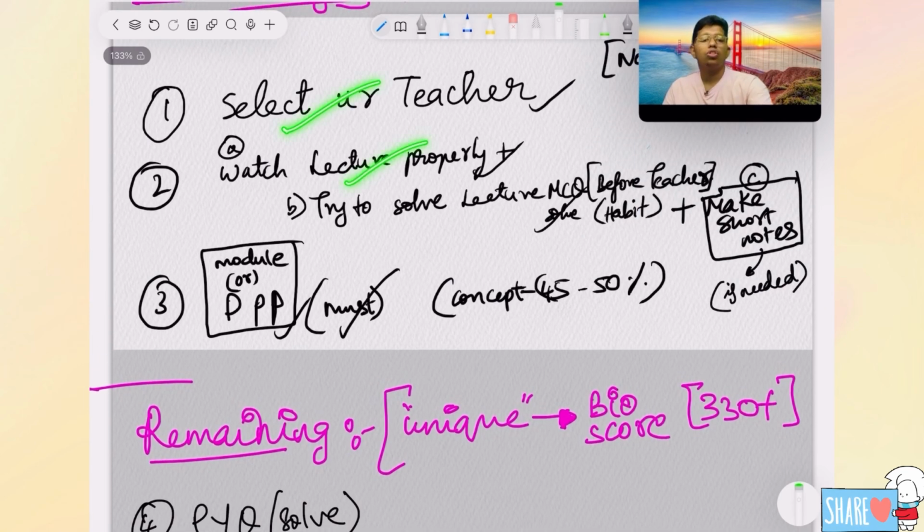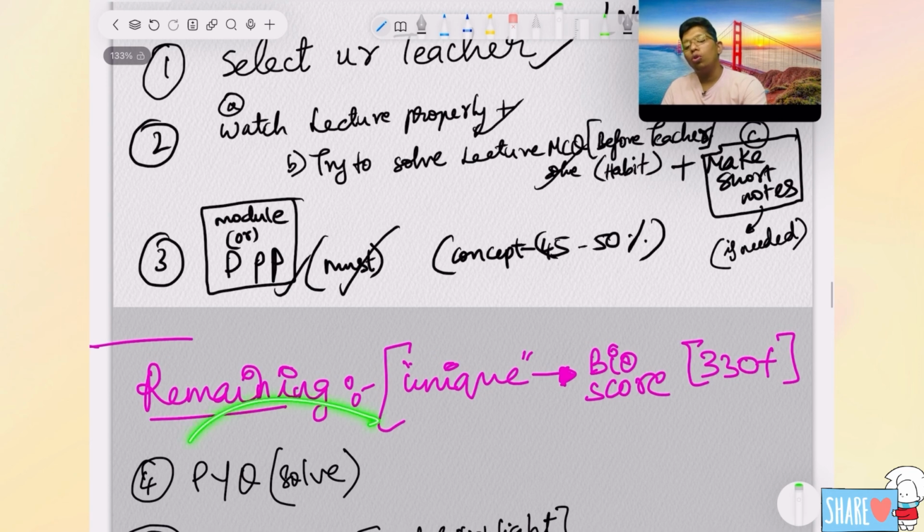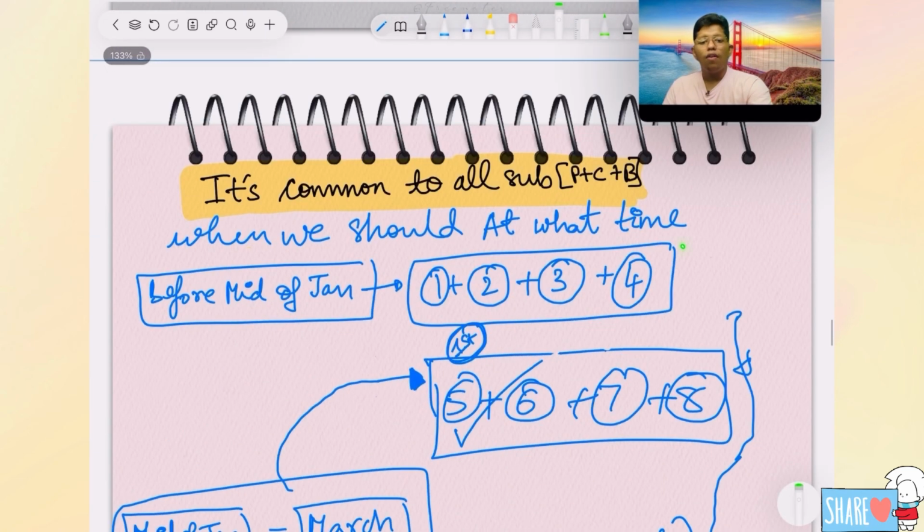That is: selecting the teacher, watching the lecture, solving the MCQs in the lecture, noting mistakes in chapters, and making mistake notes or short notes. The DPP must be solved. Finally, PYQ must be completed at least one time for all sub-chapters. Completing PYQ is very, very must. These four things should definitely be completed before mid of January.